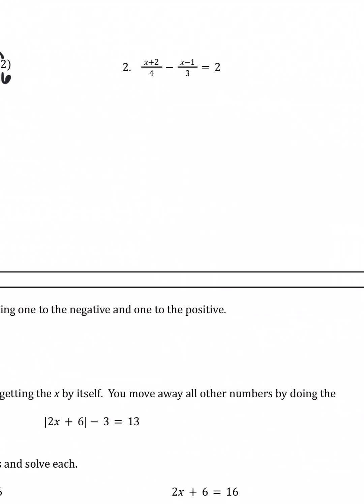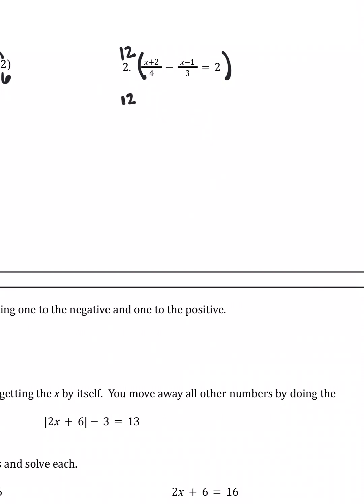Let's go ahead and look at this problem. We hate fractions, right? Hate fractions. So let's go ahead and get rid of this fraction right away. I have to get rid of the dividing by 4 and the dividing by 3. So what I'm going to do is multiply this whole thing by 12. Okay? And what that's going to do is allow me to simplify each thing.